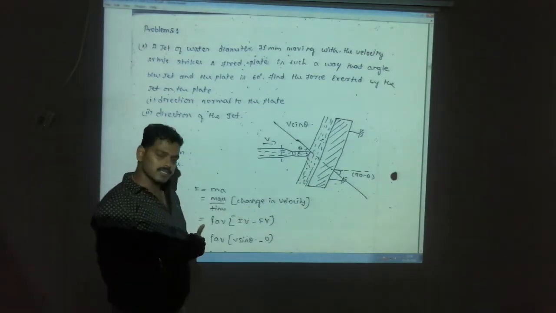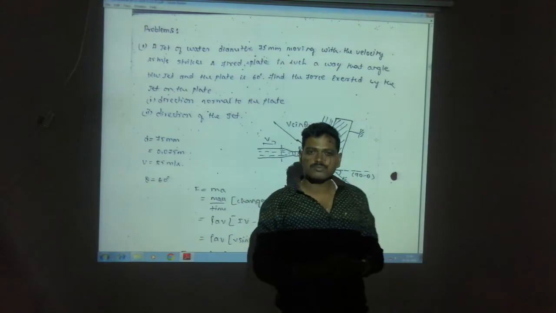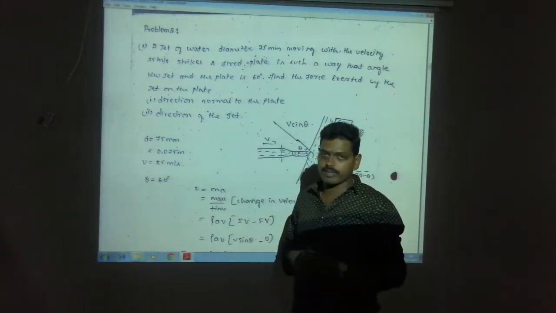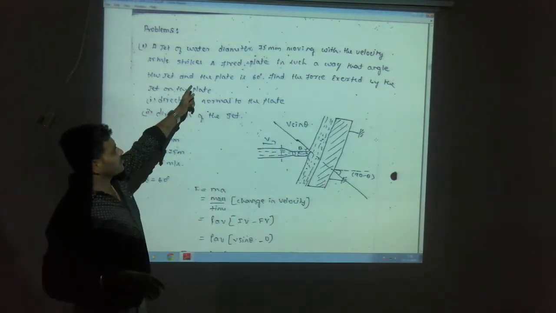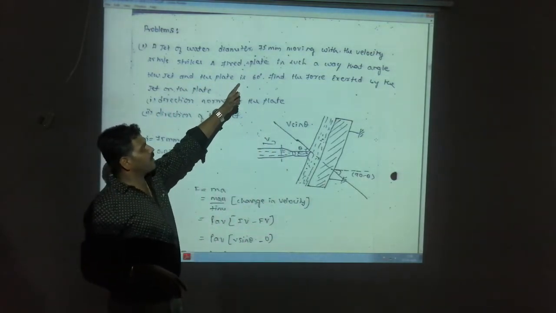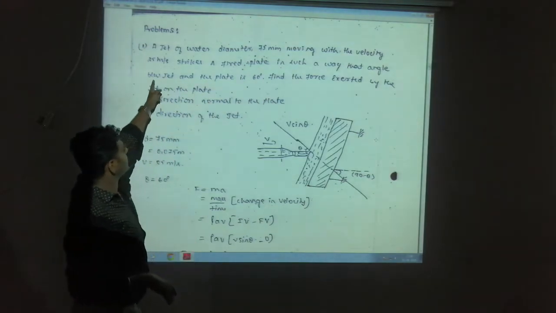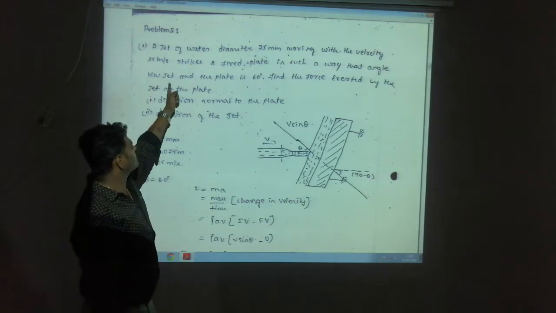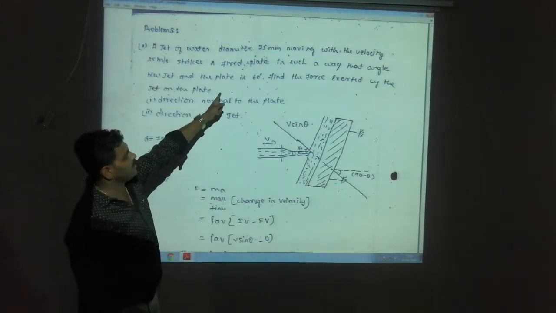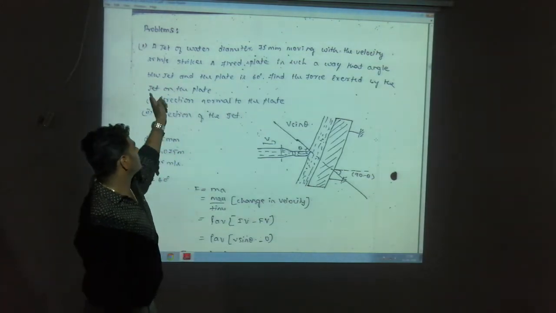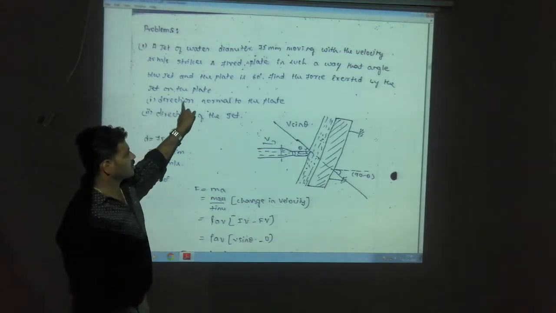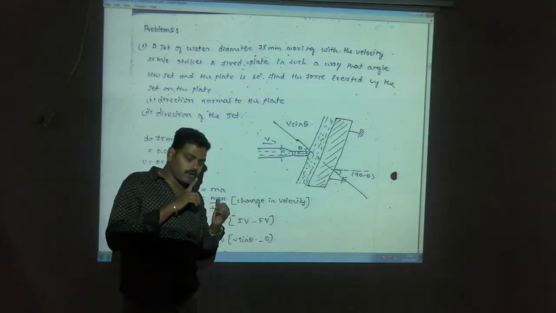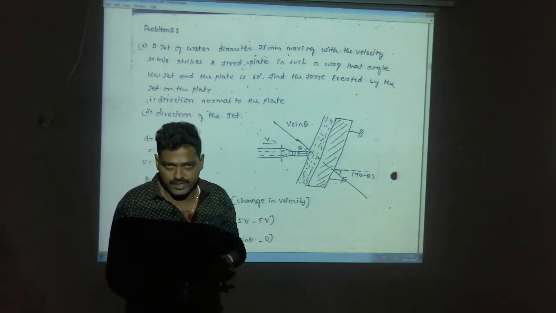Next is about the numericals. Previously we discussed numericals on a vertical plate; here there is a problem on an inclined plate, let us see. A jet of water, diameter of the nozzle 75 mm, moving with a velocity of 25 meter per second, strikes a fixed plate in such a way that the angle between the jet and the plate is 60 degree. Find the force exerted by the jet on the plate. First, in the direction normal to the plate, that is Fn. Second, in the direction of the jet. So you should find out Fn and you should find out Fx.